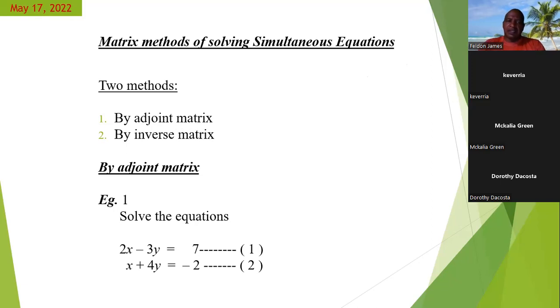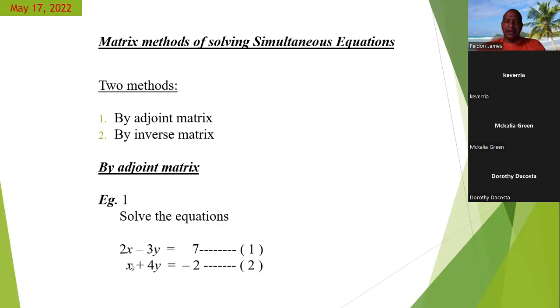Now, given the simultaneous equation as below, the first step that we want to do when solving a simultaneous equation by matrix method is to first write your equations in matrix form, right? Now, how do we do that?